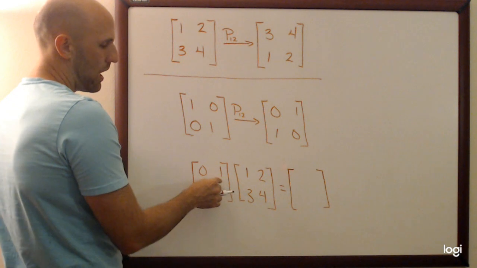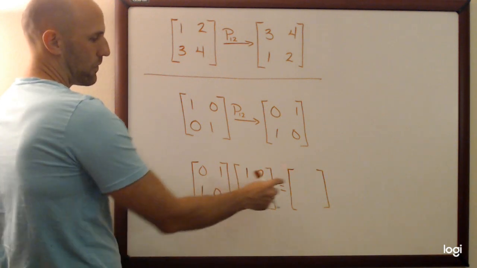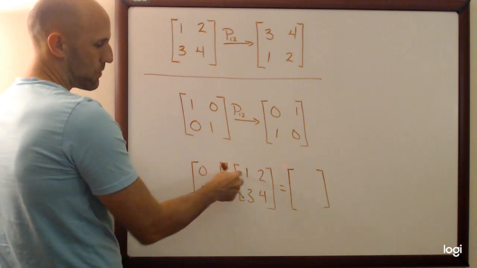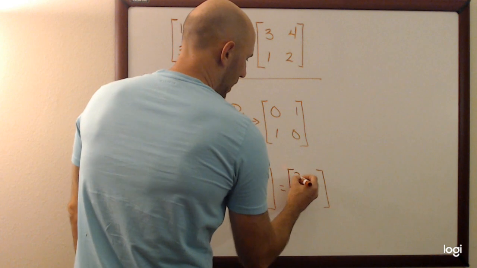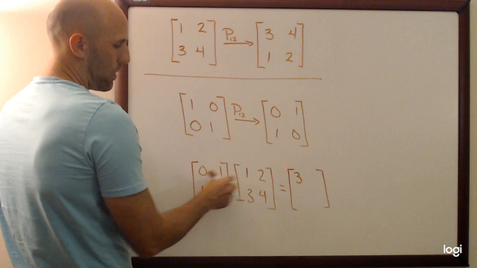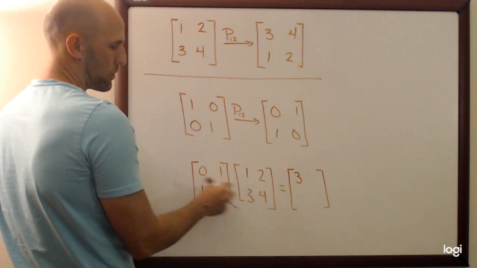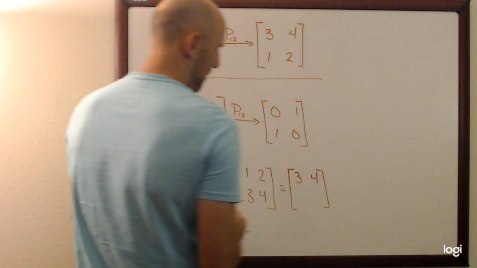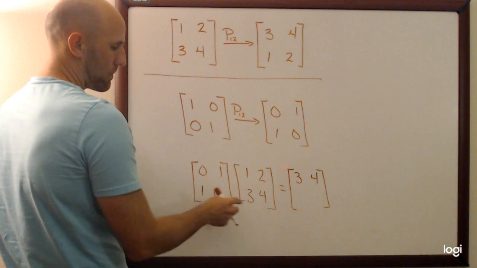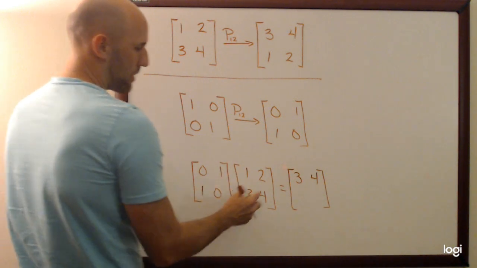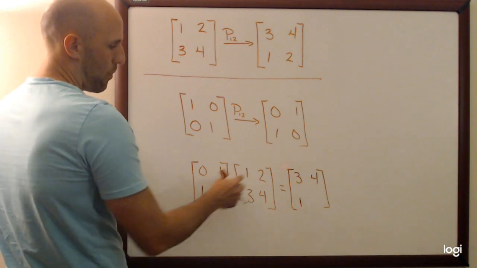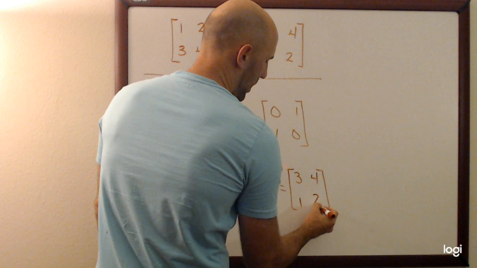I'll multiply, again, first row, first column. Row 1 times column 1: 0 times 1 plus 1 times 3 is 3. Row 1, column 2: 0 times 2 plus 1 times 4 is 4. The row 2, column 1 entry: 1 times 1 plus 0 times 3 is 1. And the very last entry will be row 2 times column 2: 1 times 2 plus 0 times 4 is 2. And look at what we have.